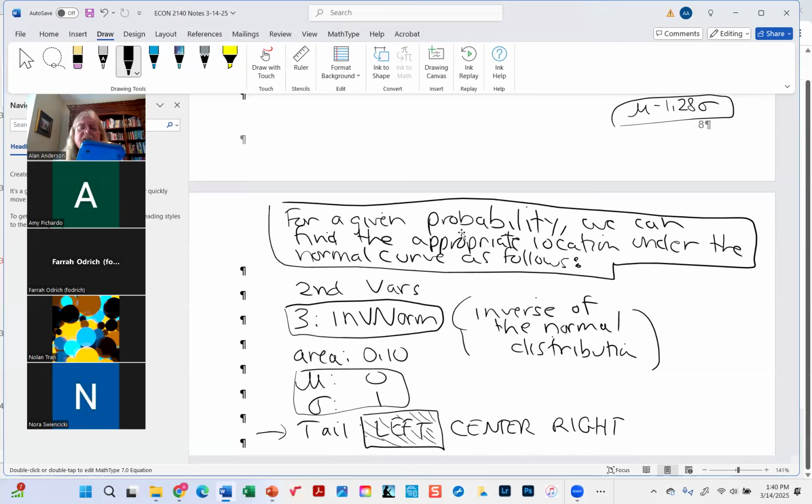So if you go to your calculator for second vars, you'll see number 3 says INV norm, which stands for the inverse of the normal distribution. Okay. So now we have some thinking to do. What exactly are we trying to accomplish here?